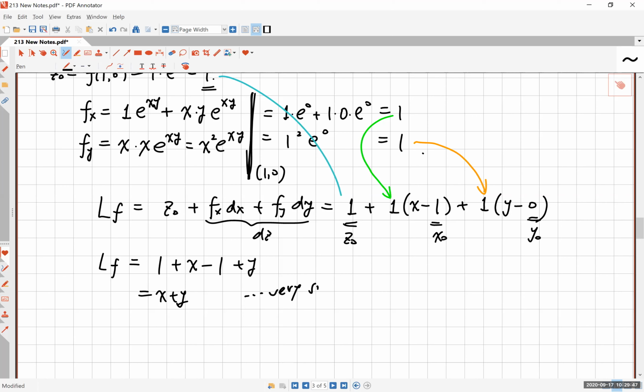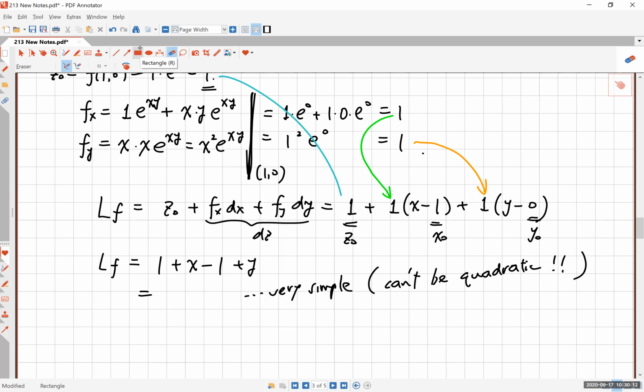And by the way, because it's a linearization, it can't be quadratic or anything more complicated than that, okay? So once you start seeing things like x squared or y squared in your supposed linearization, you know that can't be right, all right? So you have to remember that. Make sure that what you get is actually a linear function in x and y. So what did I say this was? x plus y, very simple equation.